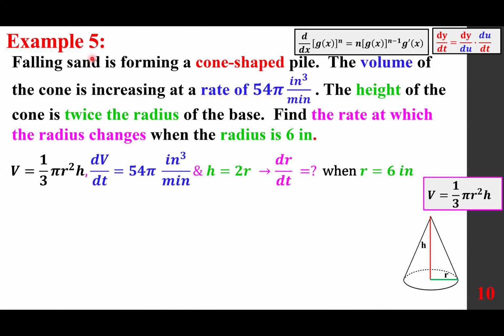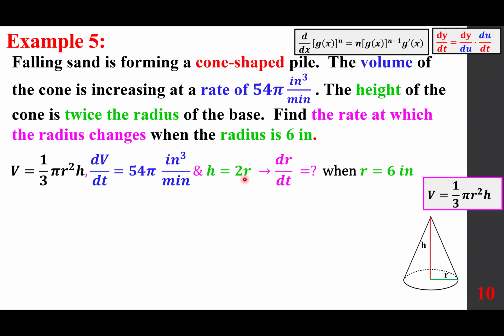So this entire question has been symbolically translated. The volume is 1/3 pi r squared h. dV/dt is 54 pi cubic inches per minute. h is 2r, and dr/dt is what we want to find at a specific point when r is equal to 6 inches. And so having said that, we want to differentiate this. It's important to understand we have the variable r, the variable h, and if you want to differentiate it the way it is, you need the product rule. However, h is 2r, and you can replace it.